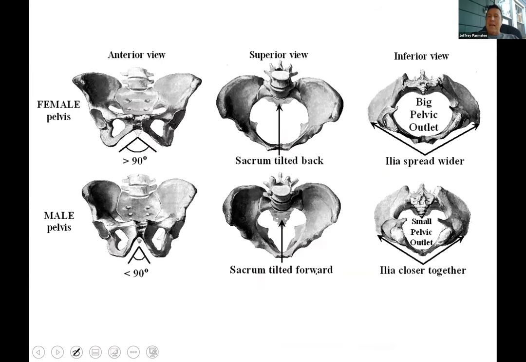Yeah, you can look at that. And if you look at a female, they'll never have the sacrum and the coccyx tilted way in. It's always going to be out in order to leave enough room for passage of a baby.